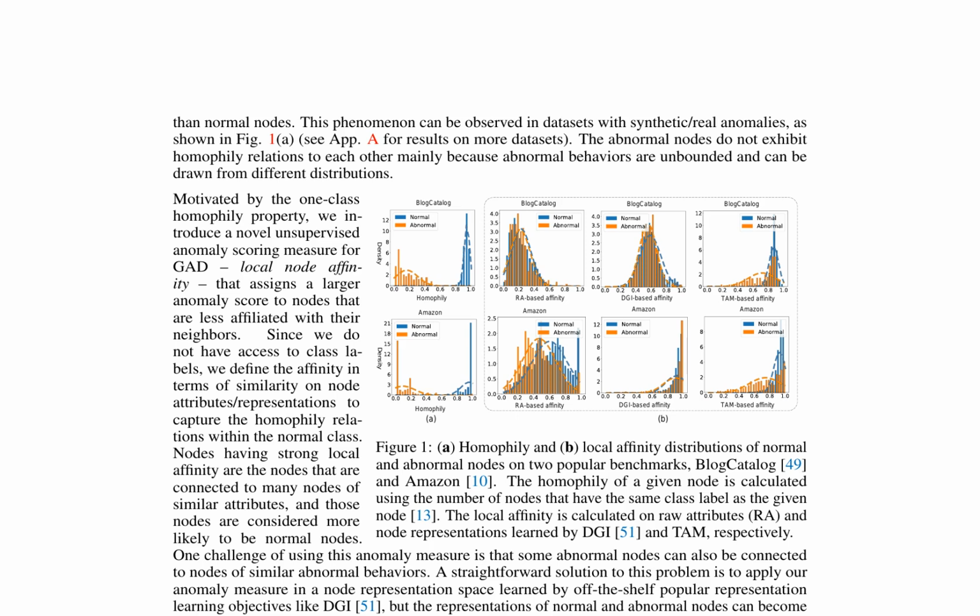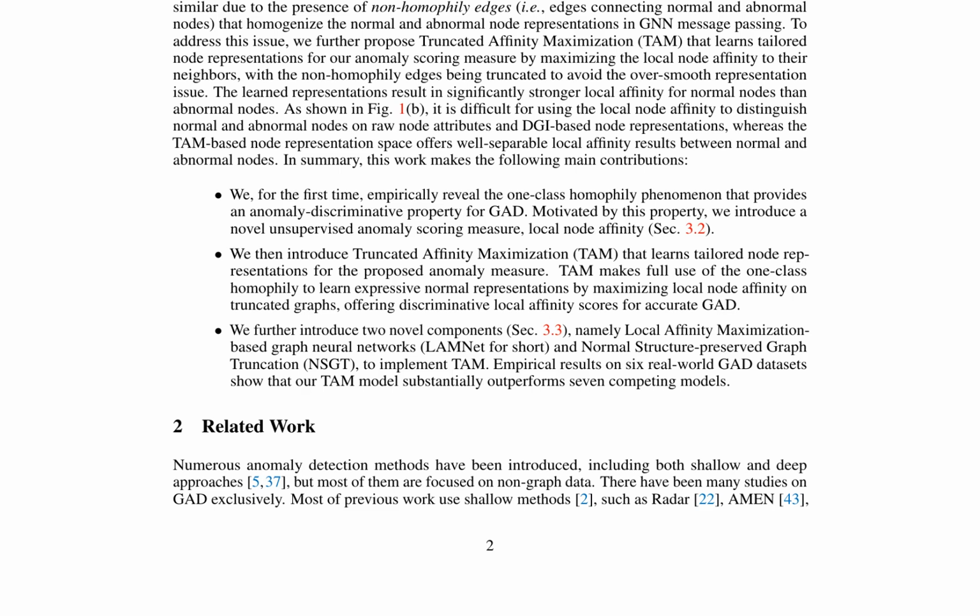However, a challenge arises when abnormal nodes are connected to nodes with similar abnormal behaviors. To address this, the authors proposed Truncated Affinity Maximization, TAM, a representation learning objective that learns tailored node representations for the anomaly scoring measure by maximizing local node affinity, while truncating non-homophily edges to avoid oversmoothing representations. This approach results in stronger local affinity for normal nodes than abnormal nodes.